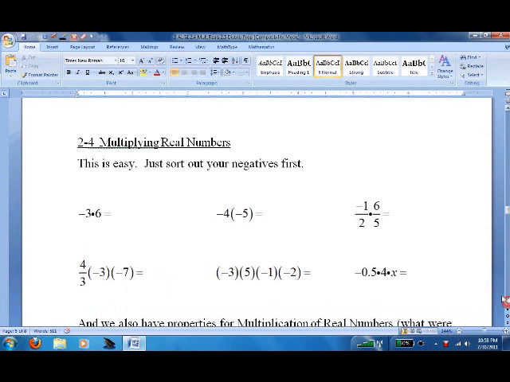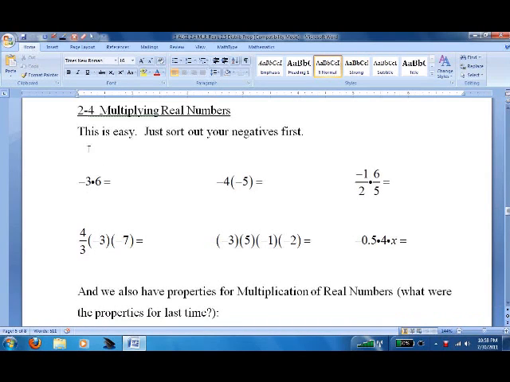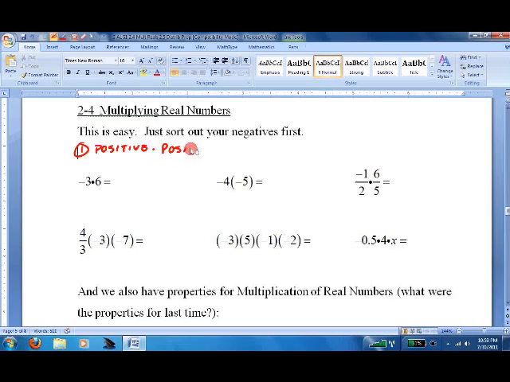We are going to work in this unit on multiplying real numbers. This is pretty easy. Just sort out your negatives first. There's only three cases. One, positive times a positive equals a positive.